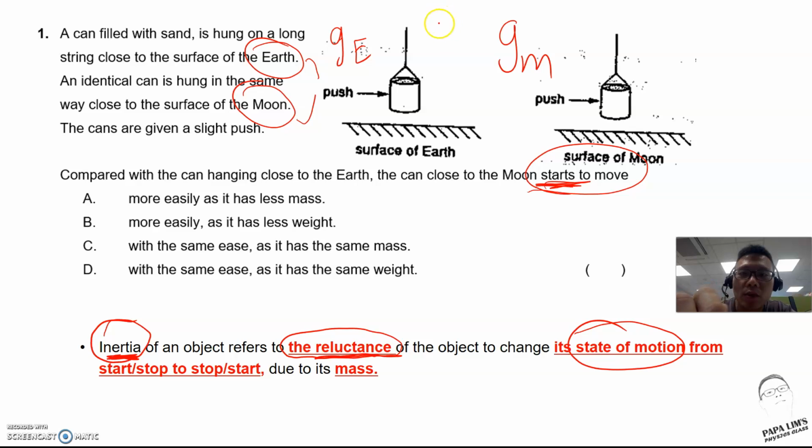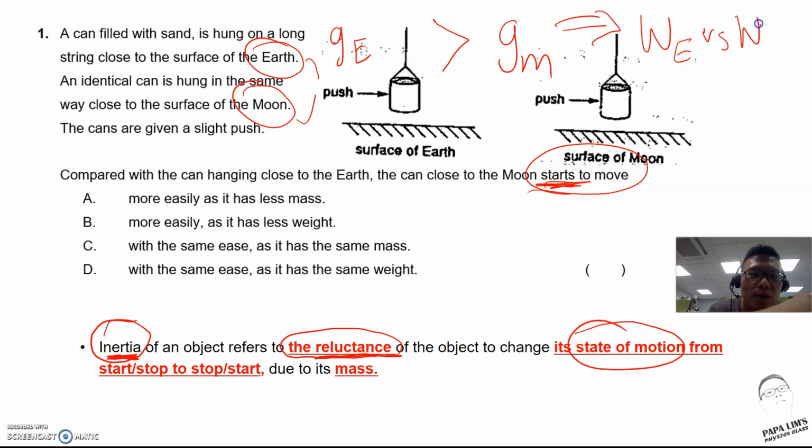Okay, so we know that one is bigger, and as a result we will compare the weight of the object on earth versus the weight of the object on moon. Okay, but this question is not really targeting weight. Okay, how do we know? It's because of the phrasing. Okay, the question focuses on the instant whereby the object starts to move.